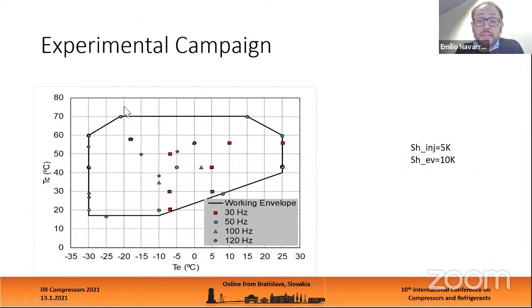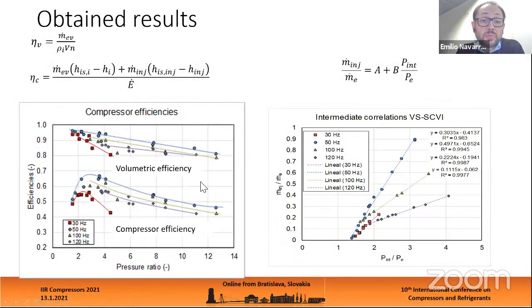Based on that, we have performed this test campaign in which we have measured this compressor working at 4 different speeds with an intermediate superheat of 5 Kelvin degrees and a superheat at the outlet of the evaporator of 10 Kelvin degrees. The results that we have obtained for this compressor are shown in this figure, in which we have represented the compressor efficiency and the volumetric efficiency as a function of the pressure ratio. It can be seen that there is a significant dependence of the volumetric and the compressor efficiency on the compressor speed. Then, going to the characterization of the injection line, we have represented in this figure the injection mass flow ratio as a function of the injection pressure ratio.